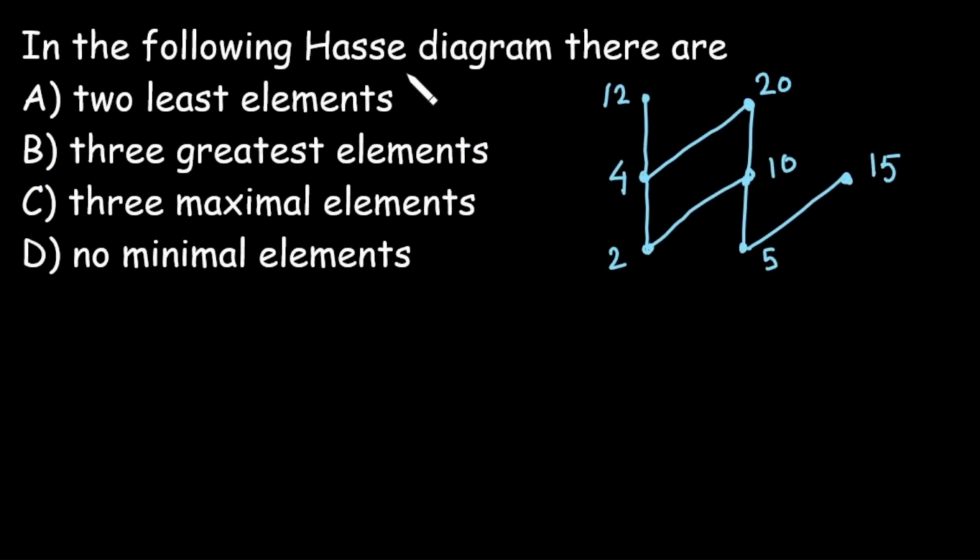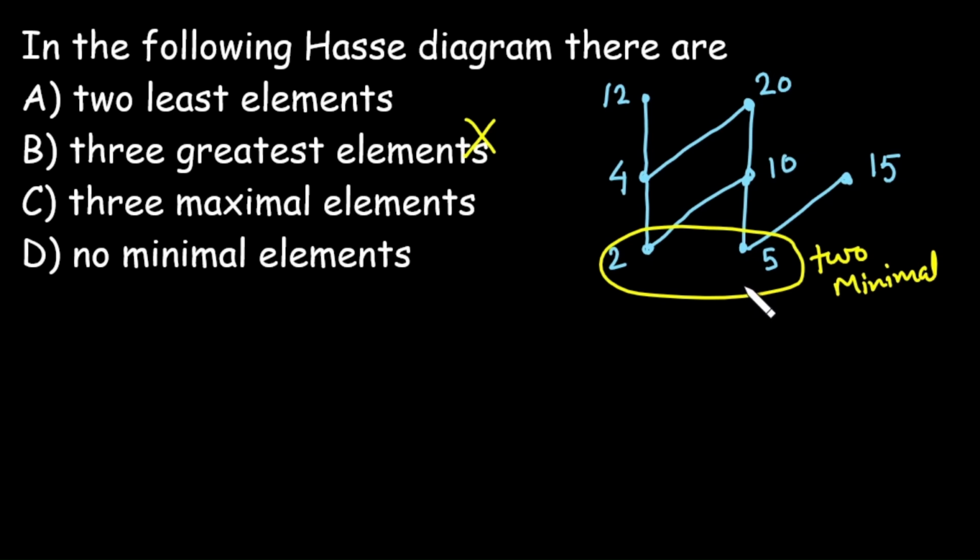Next question: in the following Hasse diagram, there are 2 least elements, 3 greatest elements, 3 maximal elements, no minimal element. Clearly we can discard option B without looking into the Hasse diagram, because the greatest element is always unique. Now minimal elements are placed at the bottom, and we have 2 minimal elements, and the least element is always unique. Here it is saying 2 least elements, so again we can directly discard this one. No minimal element, discard this one. So the option left is C, and that is correct.